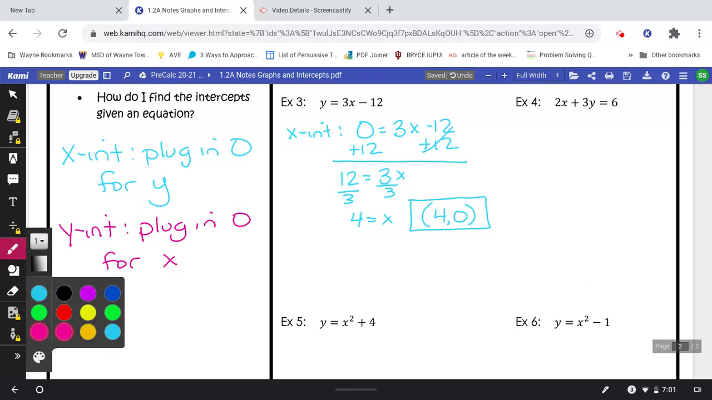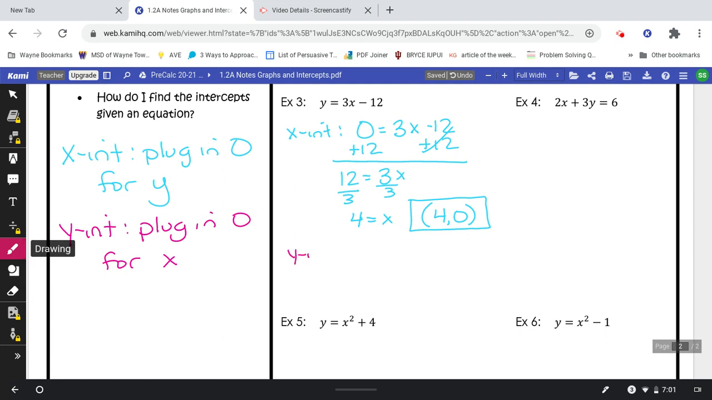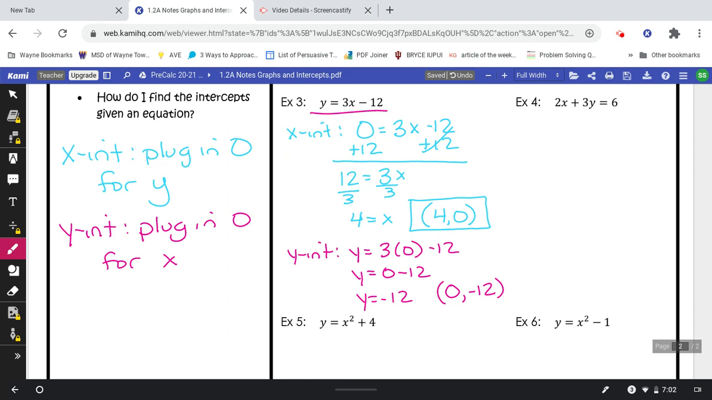All right, now let's take a look at our y-intercept. We're going to plug in a 0 for the x. So go back to the beginning equation, always back to the beginning. y equals 3 times 0 minus 12. This time we're going to solve for y. Because the y is already by itself, all we have to do is simplify the right-hand side. 3 times 0 is 0, and 0 minus 12 is negative 12. So you have the answer 0, negative 12. Notice I'm putting the negative 12 in the y position and the 0 that I plugged in in the x position.